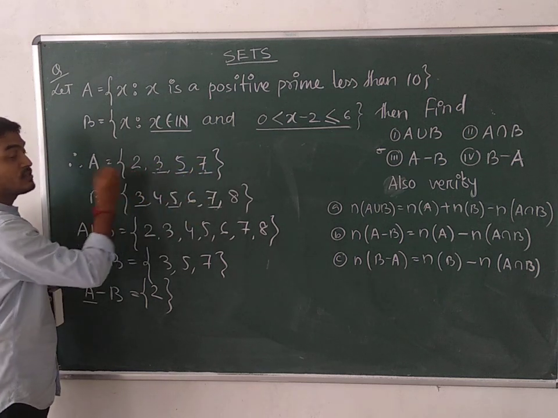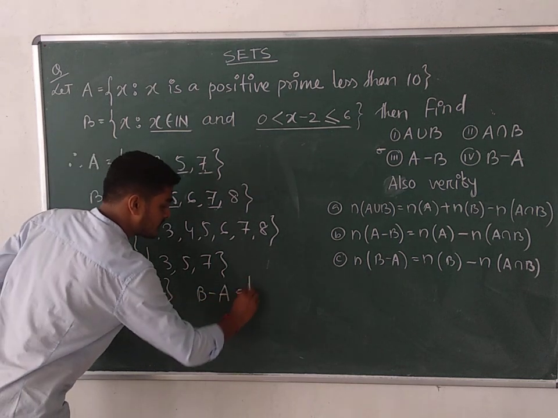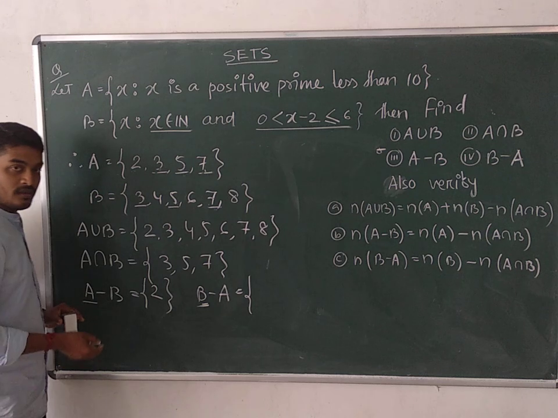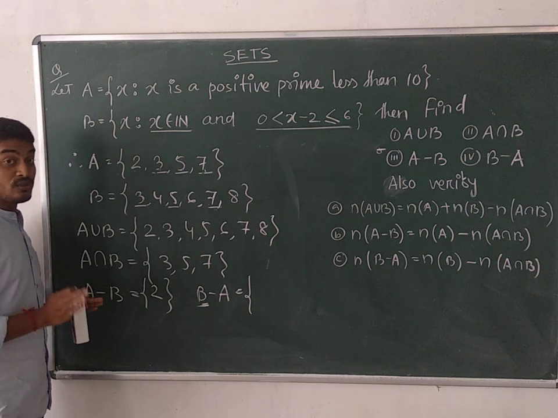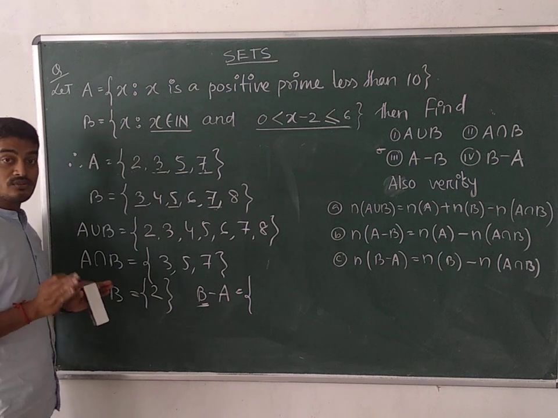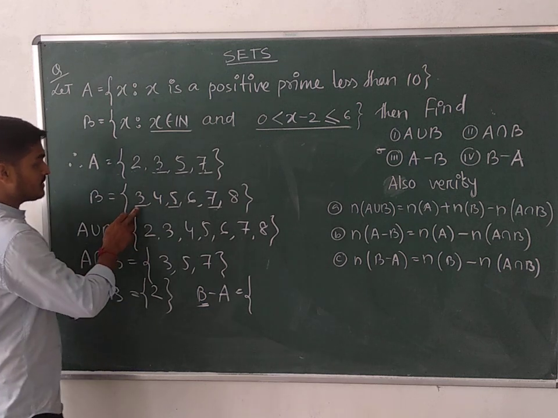What are the remaining elements of A? You have to write it down. Similarly, B minus A means what? Here also we said we have to give the importance to B. You have to consider all those elements of B which are there in B only. You are not supposed to consider all those elements which are there in A also. That means you cannot consider 3.